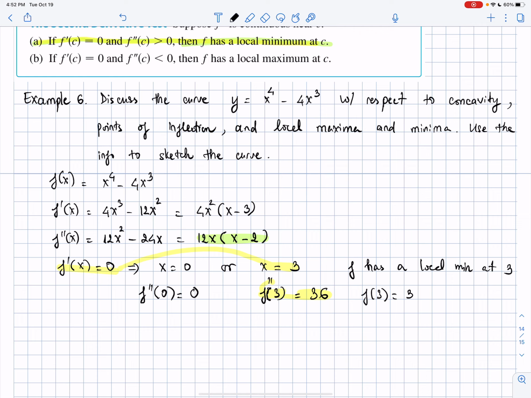So we have 3 to the 4 minus 4 times 3 cubed. And it will give us negative 27. It's a local minimum.